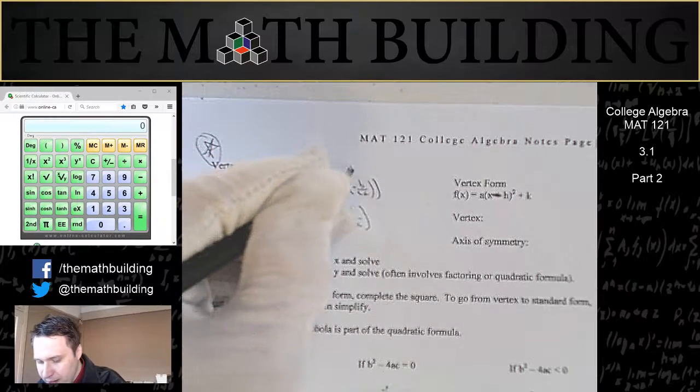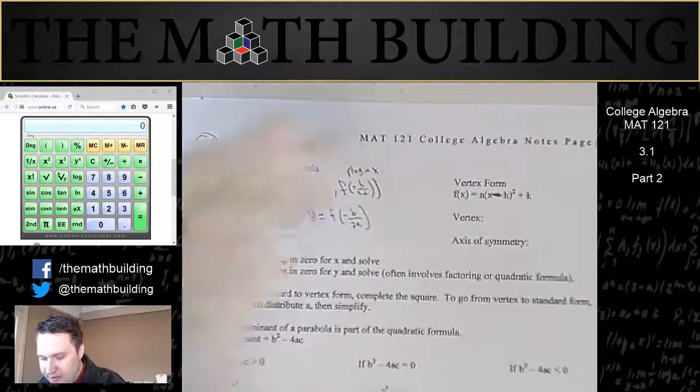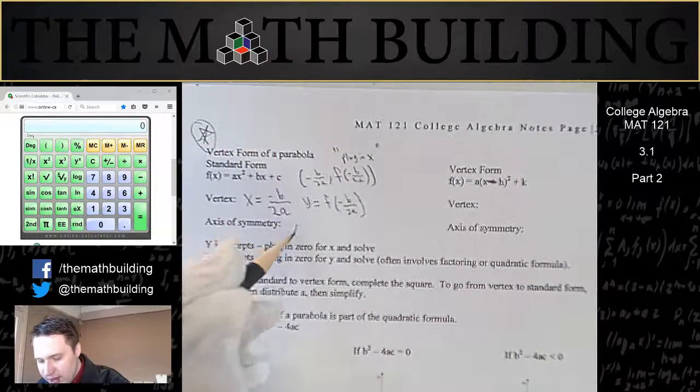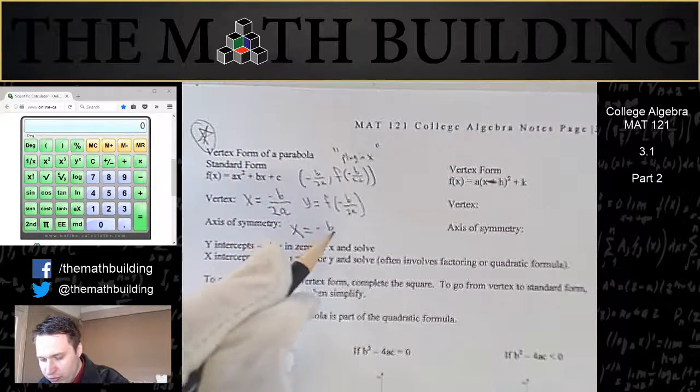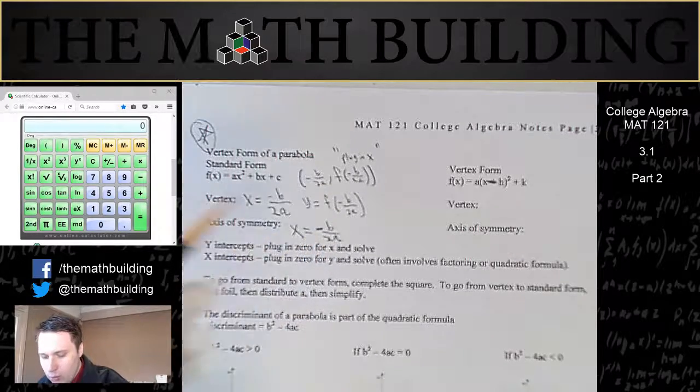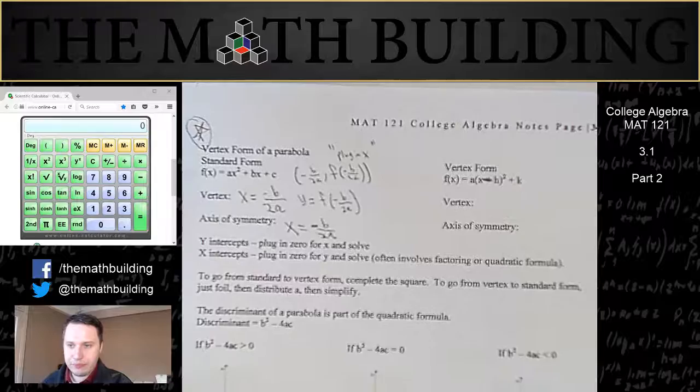In other words, plug in x. Plug in that x value you get. The axis of symmetry then is x equals negative b over 2a as well. And remember, the axis of symmetry is a line, whereas the vertex is a point.